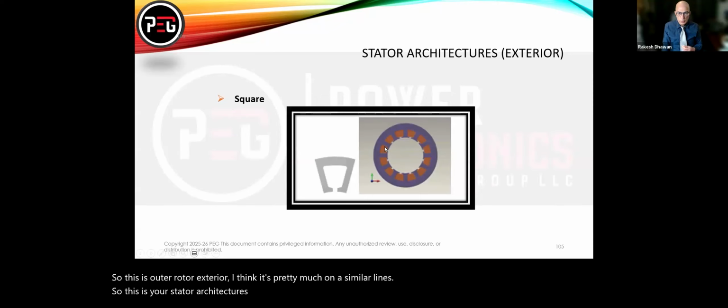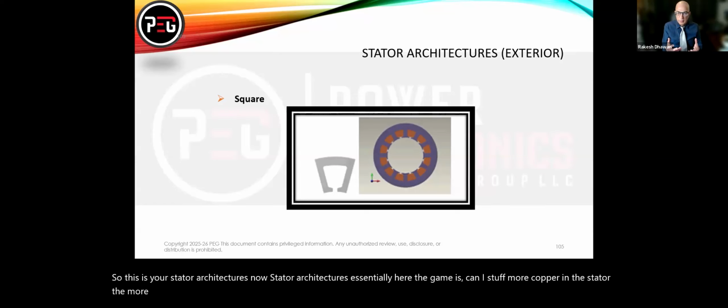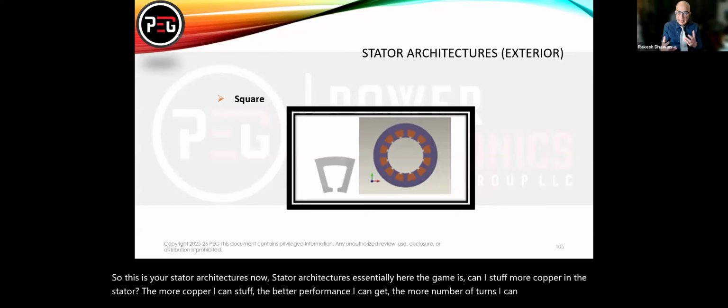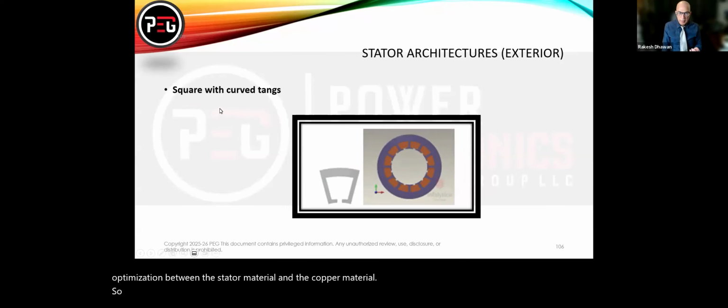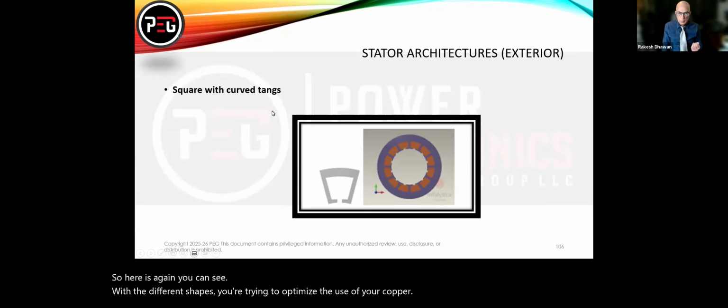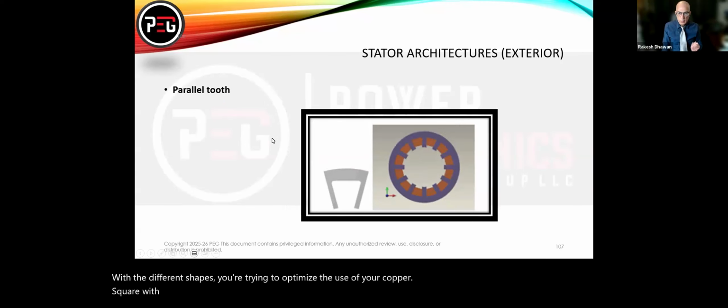Now, stator architectures, essentially here the game is, can I stuff more copper in the stator? The more copper I can stuff, the better performance I can get, the more number of turns I can have. So there's a game optimization between the stator material and the copper material. So here again, you can see with the different shapes, you're trying to optimize the use of your copper. Square with curved tanks, parallel tooth, you're trying to improve your manufacturability.